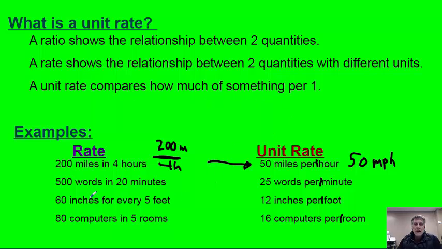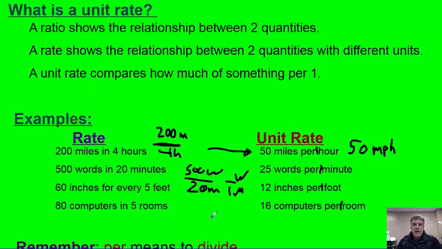All right, and then if I take 500 divided by 20, so 500 words and 20 minutes, what are you going to do? Well, again, do what it says, divide it, because I want to know how much is that per one. How many words are in 1 minute? Well, if I divide that, yep, you get 25 words per minute. Again, 60 divided by 5. That'll give you your 12 inches per foot. 80 computers in 5 rooms. Take 80, break it into 5 pieces, and that'll tell you how much is 16 computers per room.